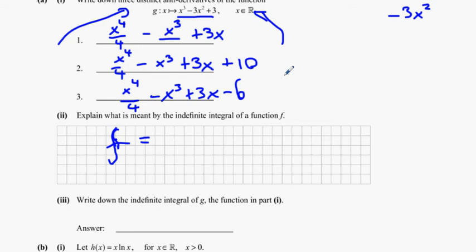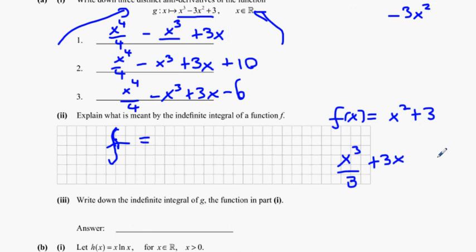So if I said f of x equals x squared plus 3, what's the indefinite integral of that? It'd be x cubed over 3 plus 3x, plus c, where c represents a constant of integration. Does that make sense? So you explain something to that effect. You can check out the marking scheme for that.